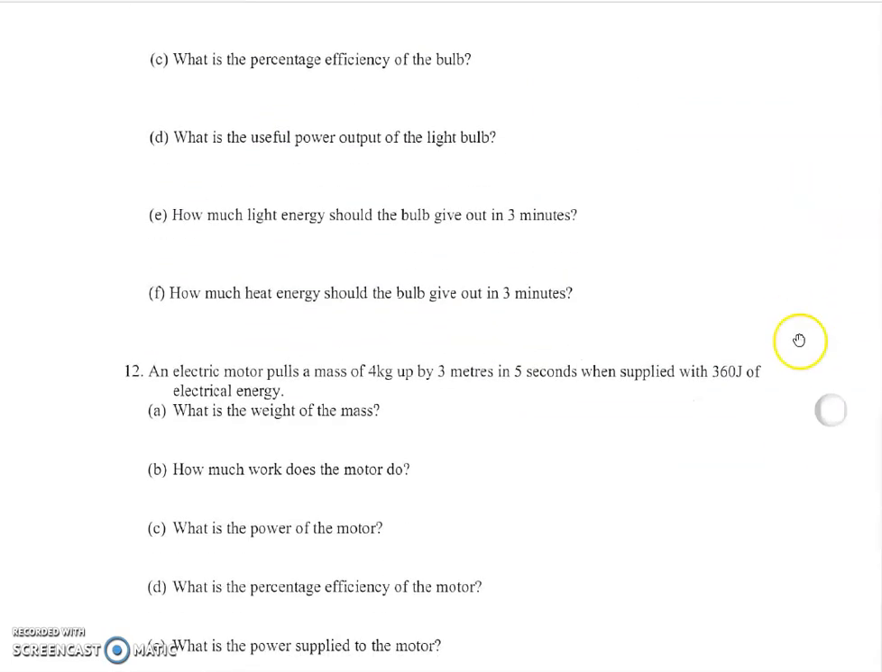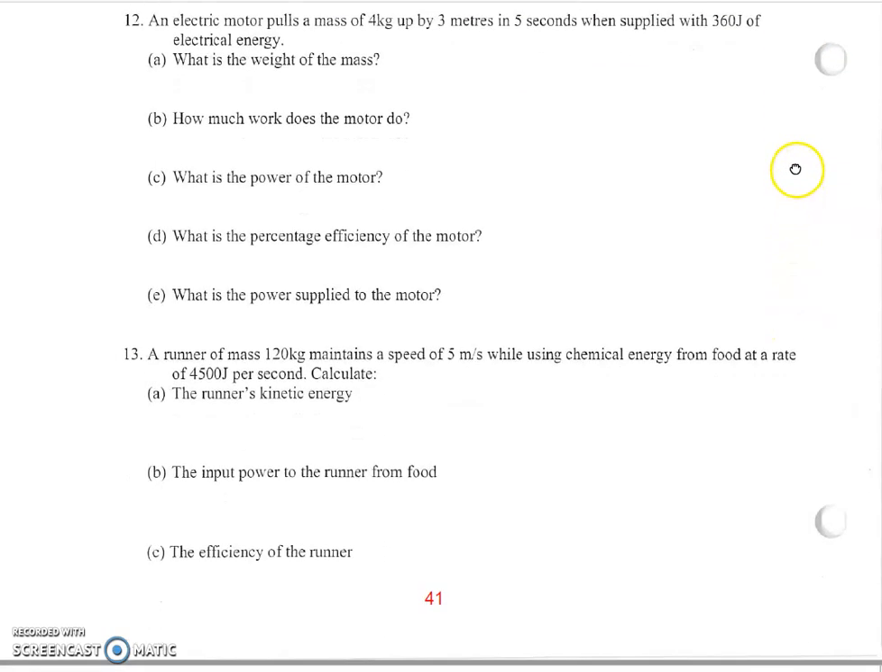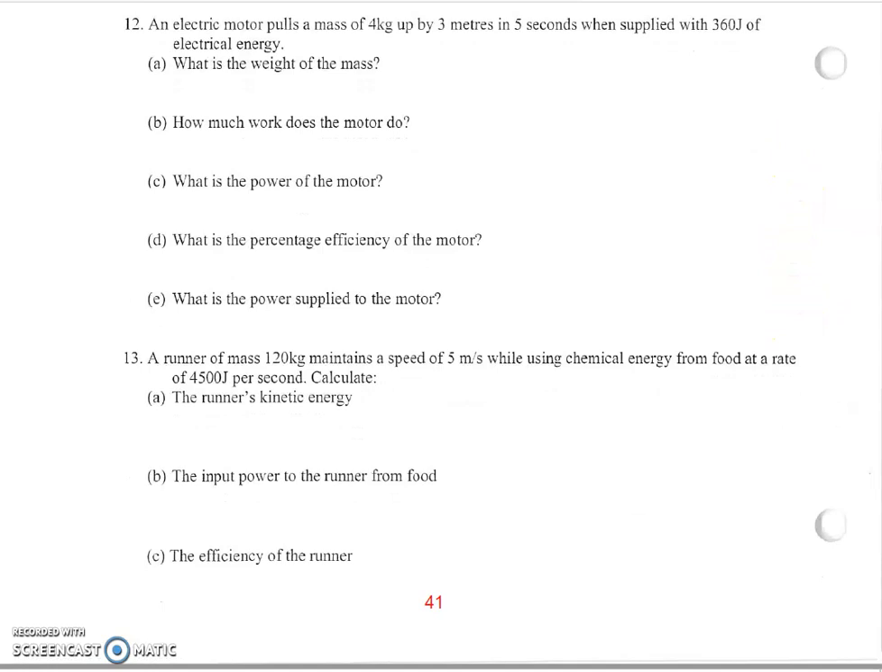All right, going to scroll down to number 12. An electric motor pulls a mass of 4 kilograms up by 3 meters in 5 seconds when supplied with 360 joules of electrical energy. Now this one's going to ask us for a couple things: weight, work, power, percentage, power supplied. So when we're doing this, pay attention to all these units here. Well, it tells us that this 4 kilograms is the mass, the 3 meters is the distance, 5 seconds is the time, supplied with 360 joules.